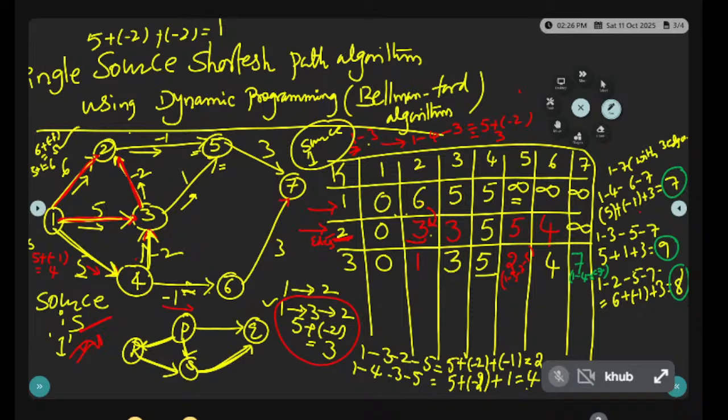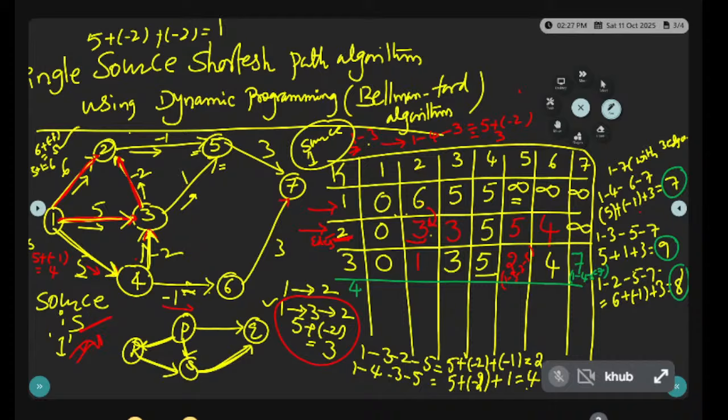So previously, as of now, with the 2 steps we cannot go to the state or destination 7 from 1, but with 3 edges we can go with the cost of 7. It's over. Then go with 4 edges. Till how many? N minus 1 edges. If you have n nodes, compute with the n minus 1 edges.